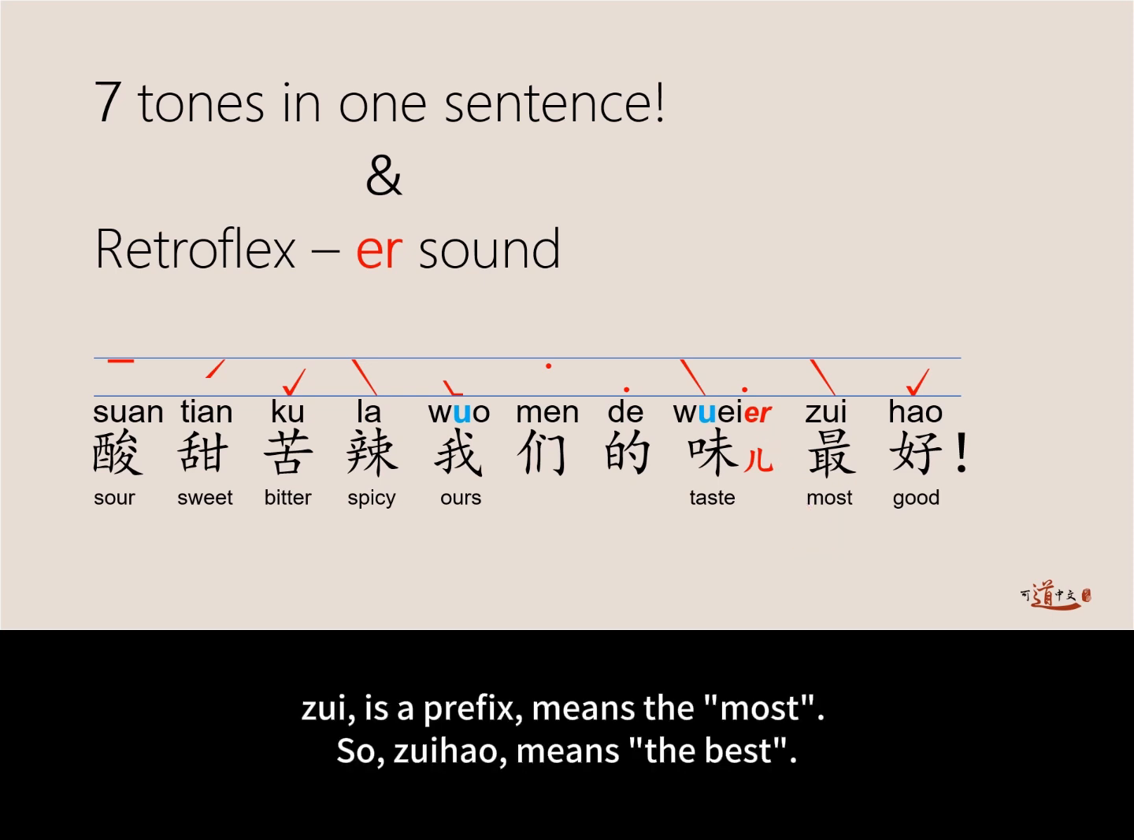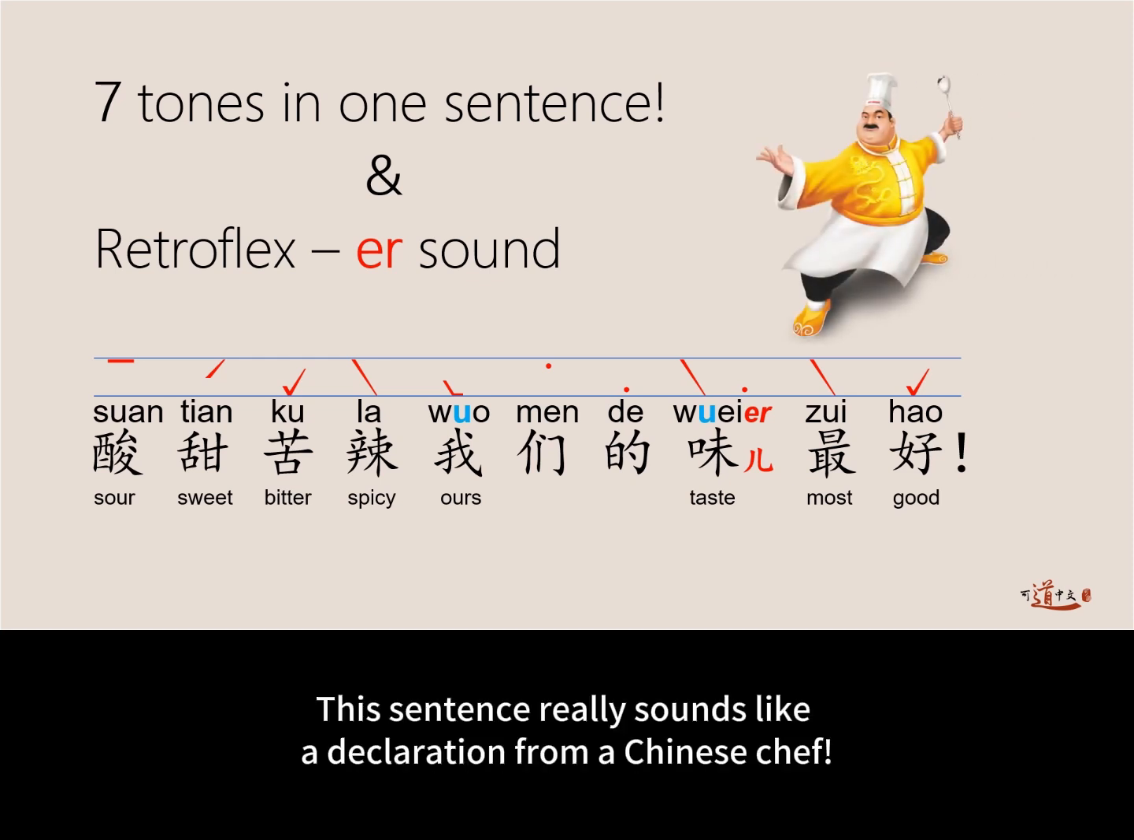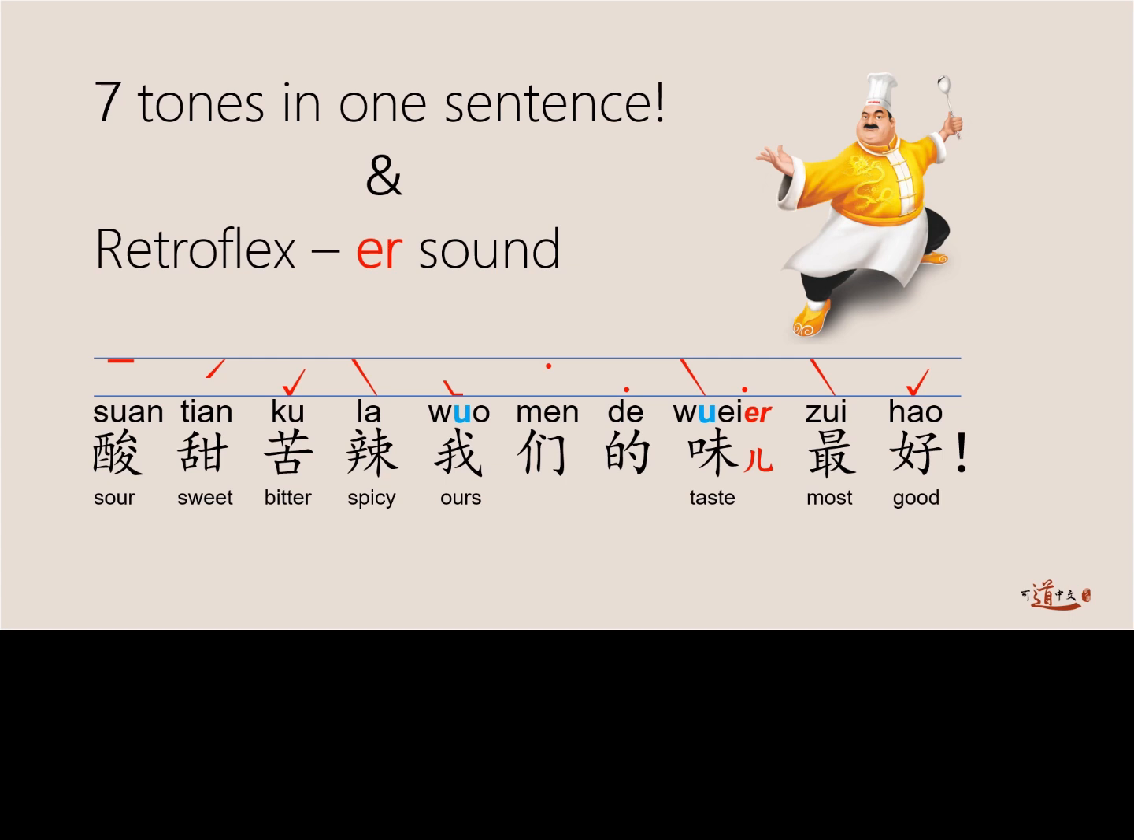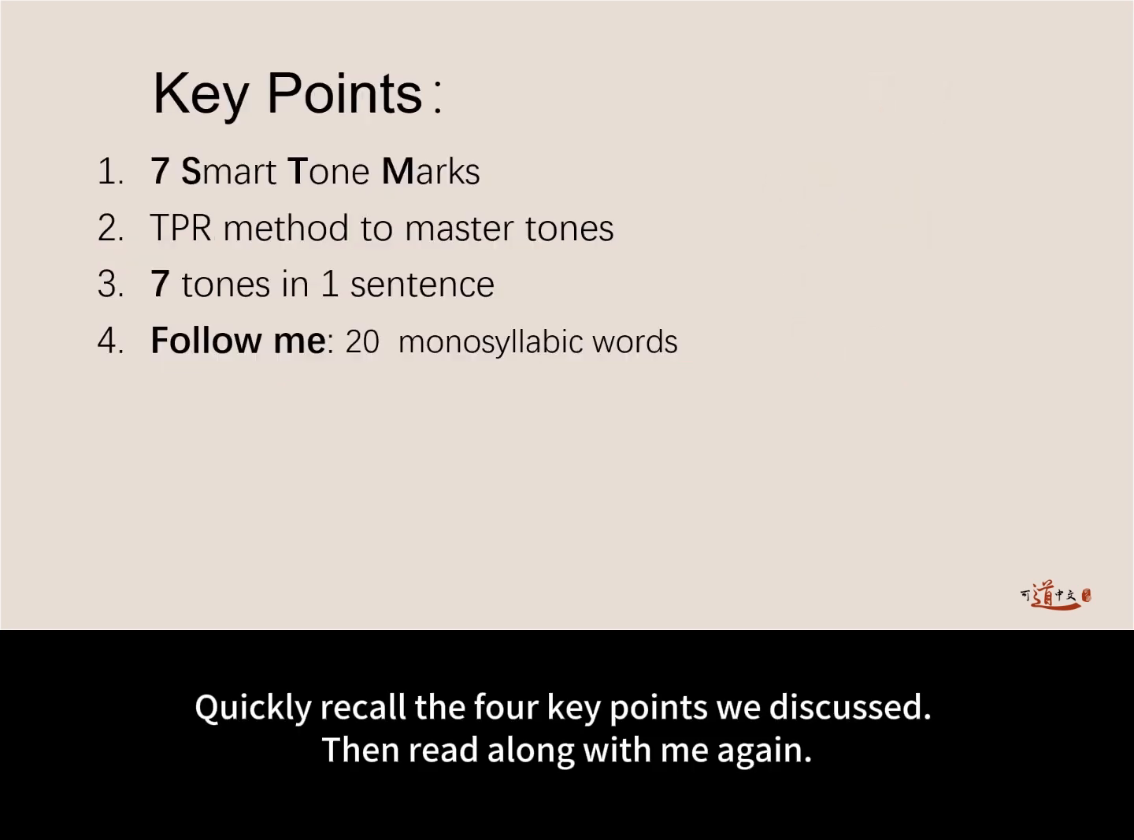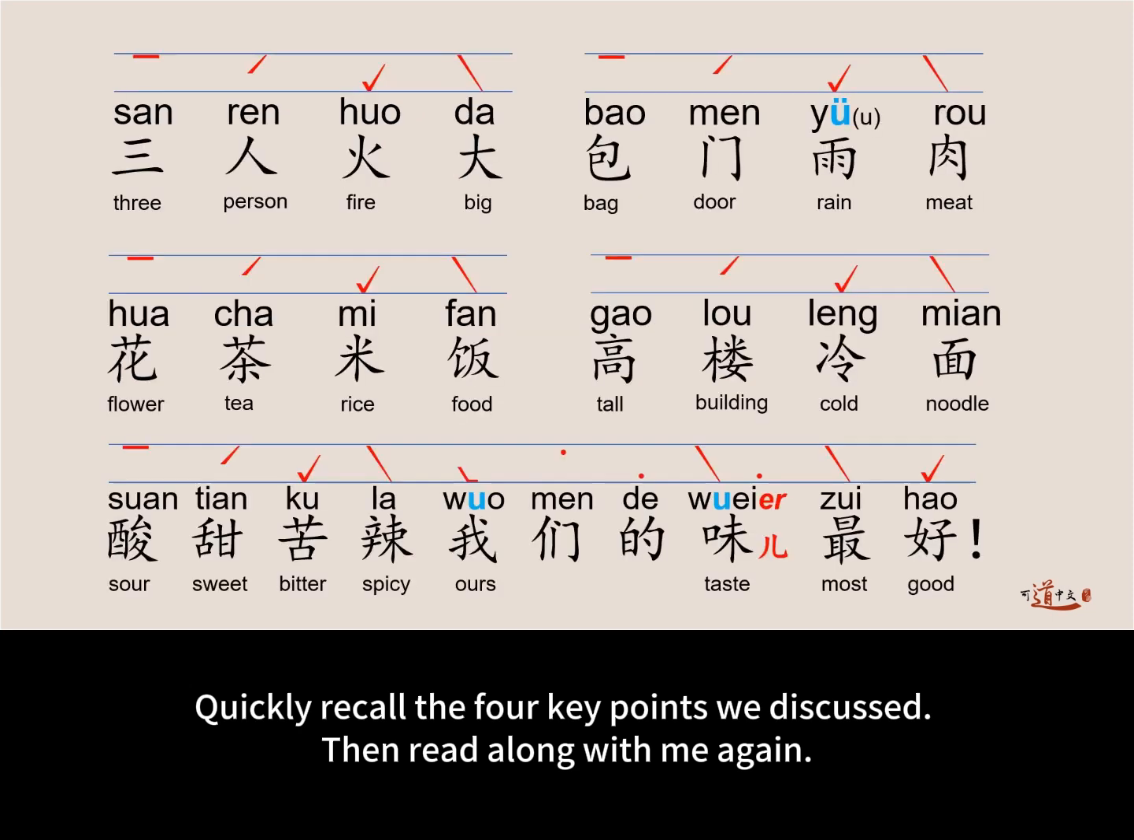最 is a prefix, means the most. So 最好 means the best. This sentence really sounds like a declaration from a Chinese chef. 酸甜苦辣我们的味儿最好 Quickly recall the 4 key points we discussed. Then read along with me again.